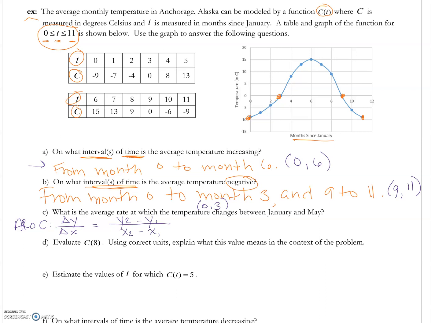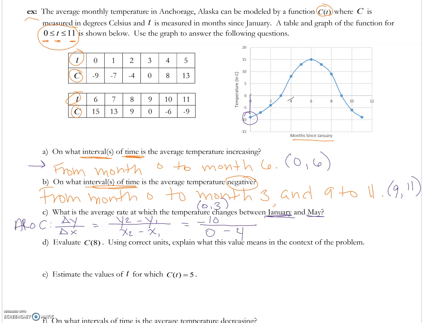In average rate of change problems, I am always going to give you the x values. So when I look at this, I know that January is actually month 0, and May is actually month 4. Now my job is to look for the y values that go with the x values. So if I look up at my graph, when x is 0, the y value is negative 10.